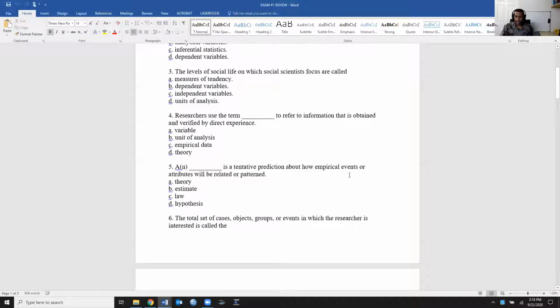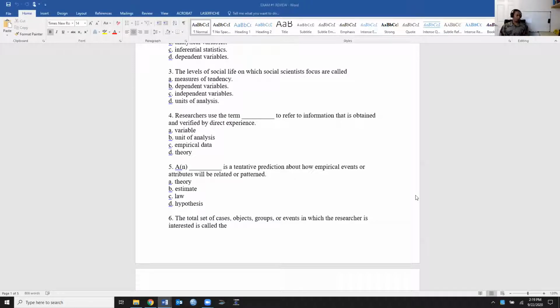Okay, so 5. A blank is a tentative prediction about how empirical events or attributes will be related or patterned. Would be a hypothesis. Hypothesis. Good. So the answer is a hypothesis. Okay, so it's a tentative prediction about how two variables are related to one another.